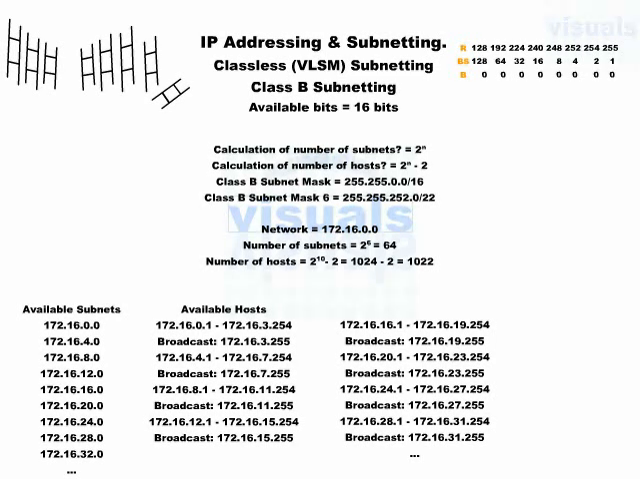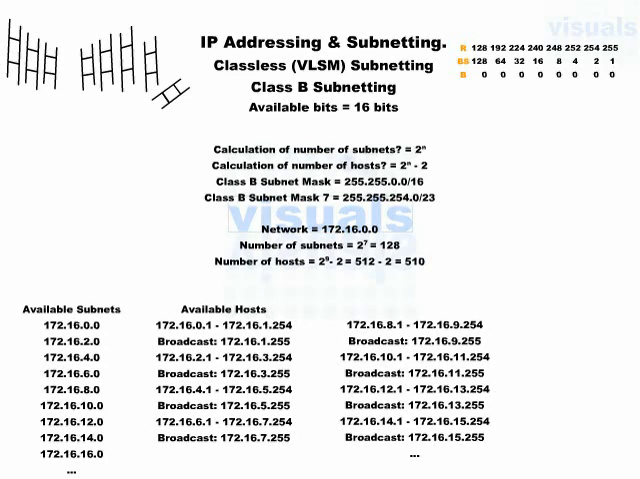Now this is example number 7 for class B subnet mask. Here I'm going to apply 7 bits for subnetworks. This gives me subnet mask 255.255.254.0. By applying 7 bits, I'm getting 128 valid subnetworks, and the remaining 9 bits I'm going to apply for hosts. So 9 bits giving me 510 valid hosts for each of 128 subnetworks.